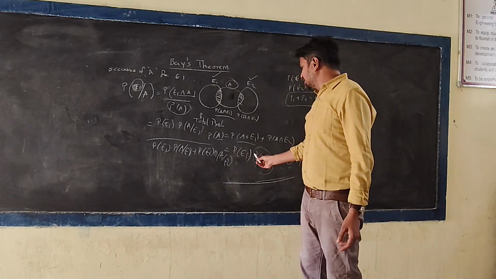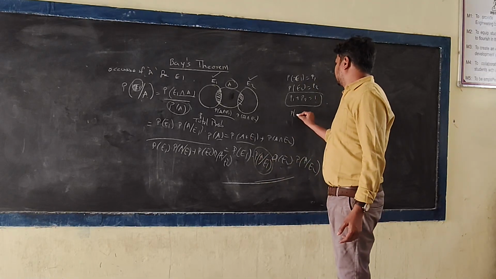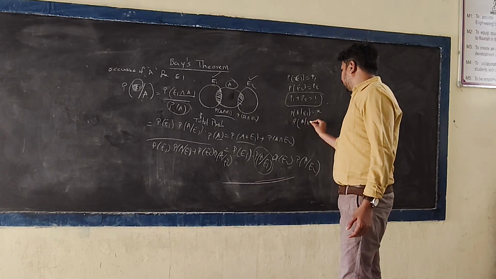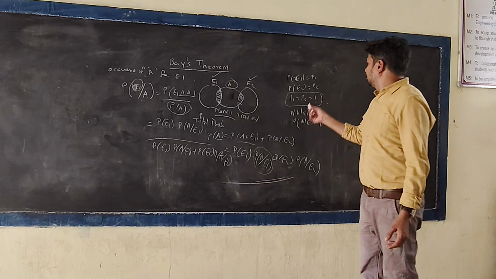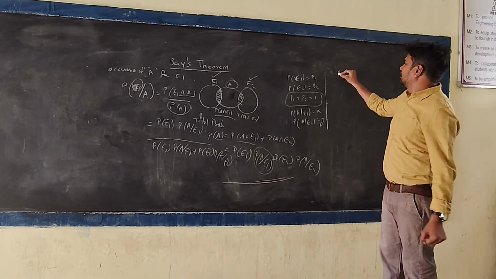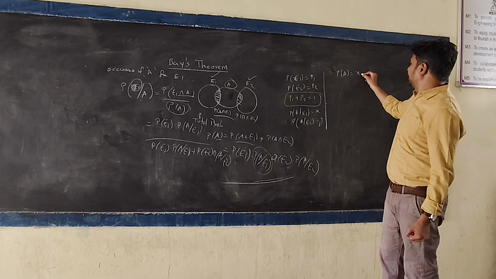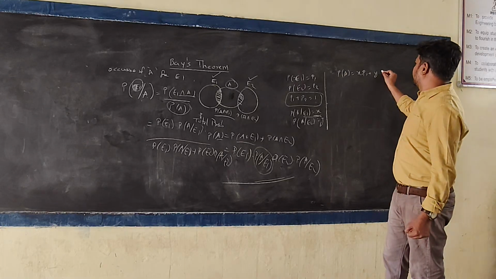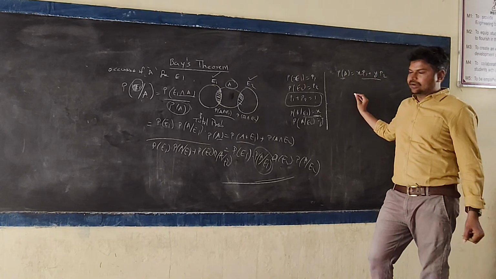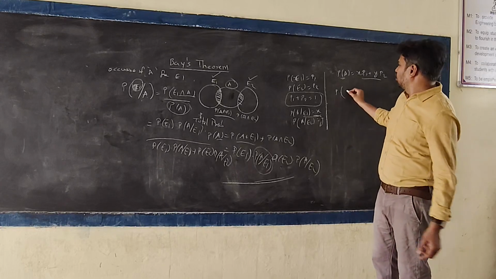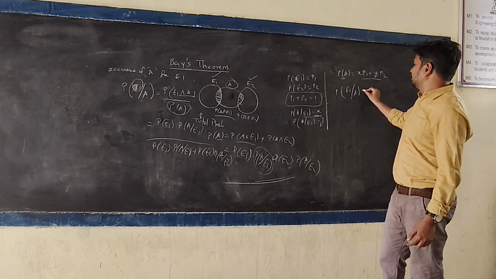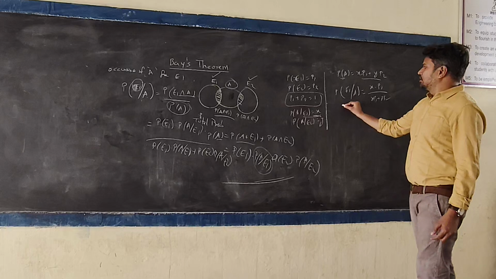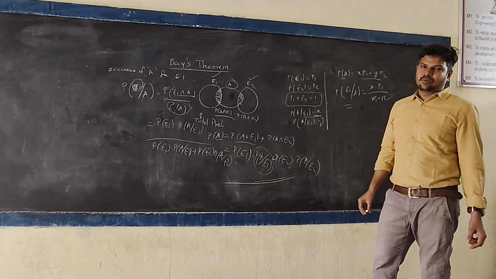Now this conditional probability, P(A given E1), is equal to X, and P(A given E2) is equal to Y. Then it looks very simple now. The probability of A is equal to X times P1 plus Y times P2. This is total probability. Now, the probability of E1 given A is equal to X P1 divided by (X P1 plus Y P2). So this is conditional probability.